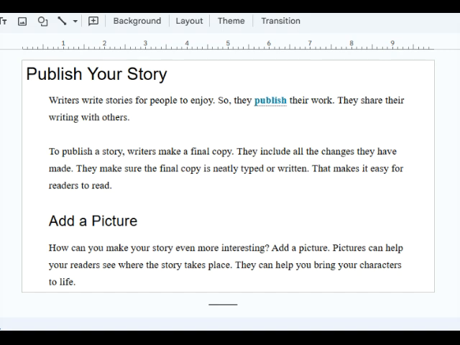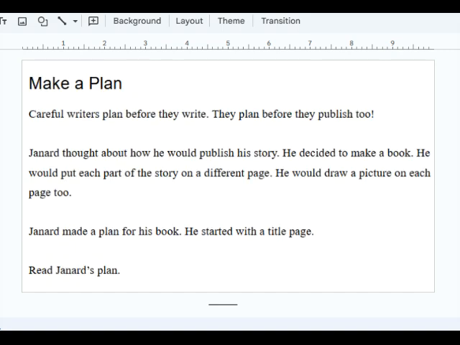To publish a story, writers make a final copy. They include all the changes they have made. They make sure the final copy is neatly typed or written. That makes it easy for readers to read. Add a picture. You can even make your story more interesting by adding a picture. Pictures can help your readers see where the story takes place. They can help bring your characters to life.